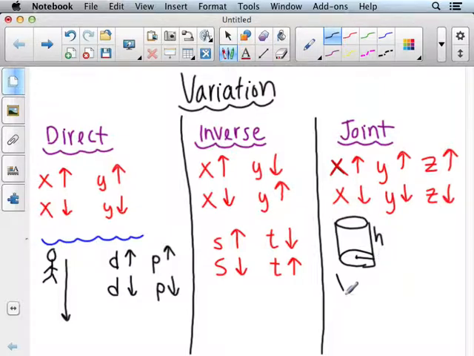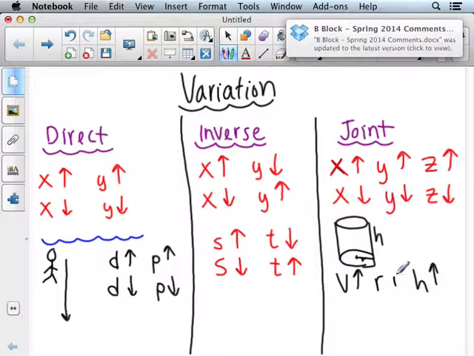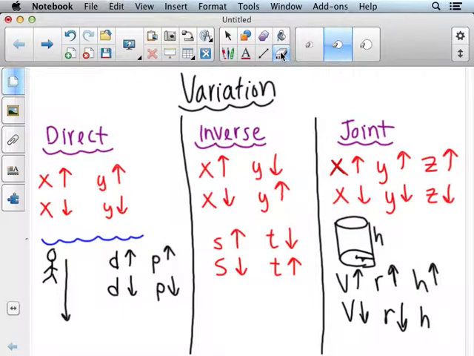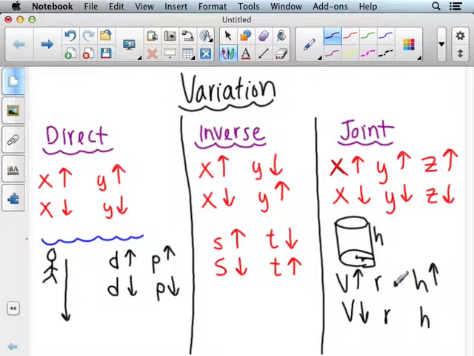Volume, radius, and height. So as the volume increases, the radius and the height together have to increase. And if the volume decreases, together the radius and the height have to decrease. Actually, this is better said that the product of the radius and the height have to increase, and the product has to decrease.